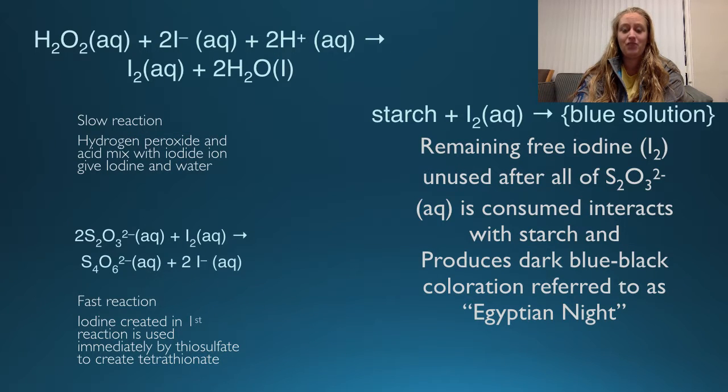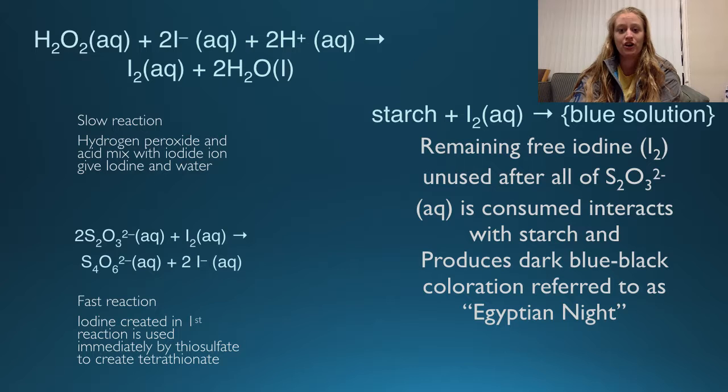On this slide, we have the main reactions that occur in this experiment. The first is the combination of hydrogen peroxide, iodide ion from potassium iodide, and H+ ions from the acid. These react to create iodine molecule and water. This is a very slow reaction, but once it occurs, it is immediately followed by the reaction between thiosulfate and the iodine molecule.